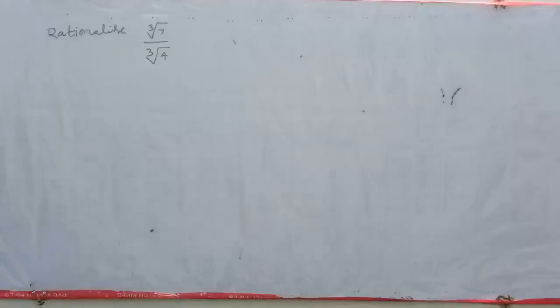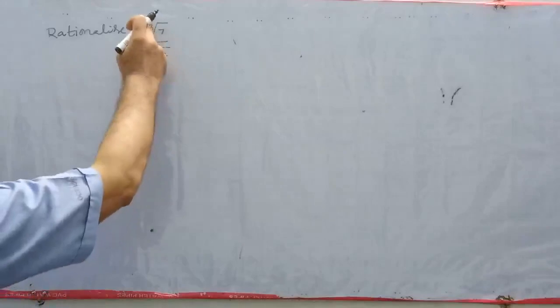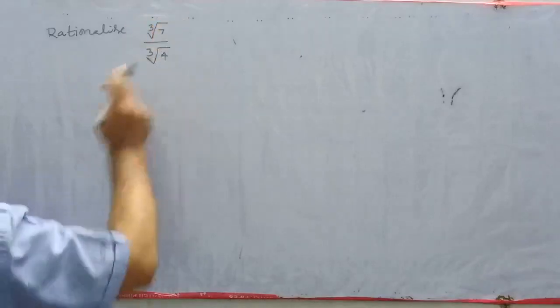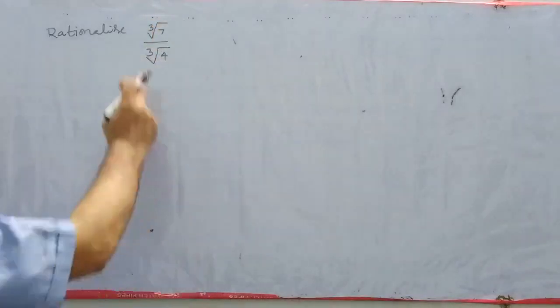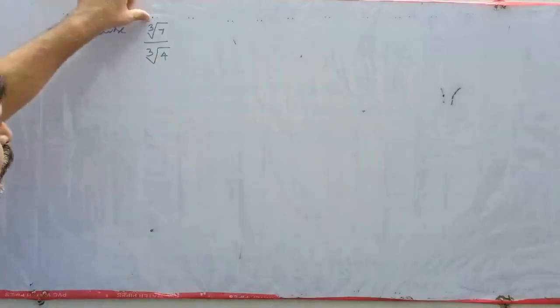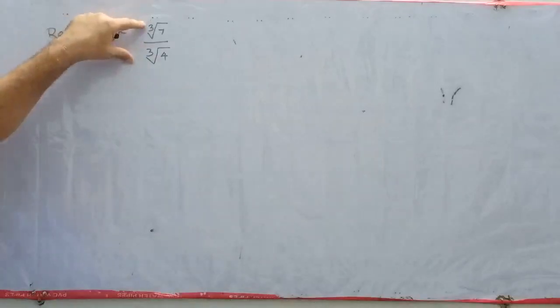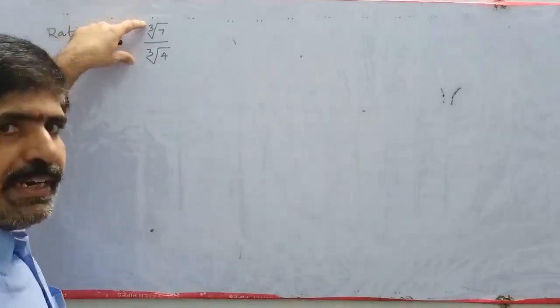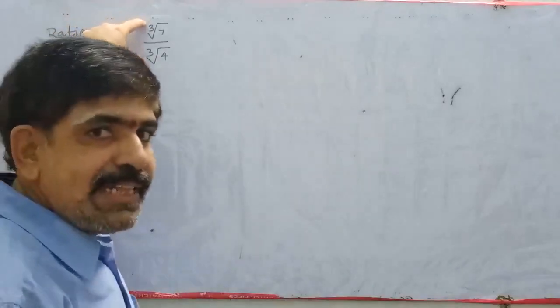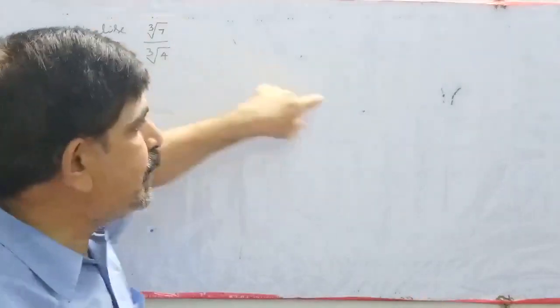Okay, next question. Rationalize cube root of 7 by cube root of 4. Okay, so here the root is in both the numerator and denominator. Therefore we have to rationalize the denominator. I already told you that if the root is in the numerator, rationalize the numerator. If the root is in the denominator, rationalize the denominator. If the root is in both numerator and denominator, rationalize the denominator.